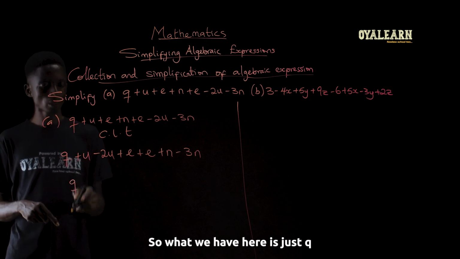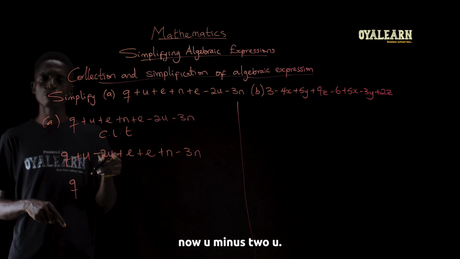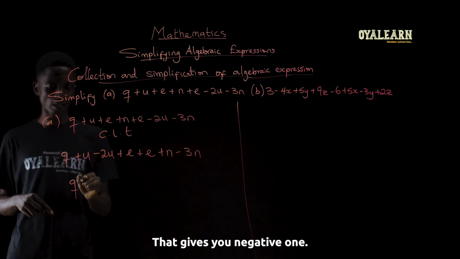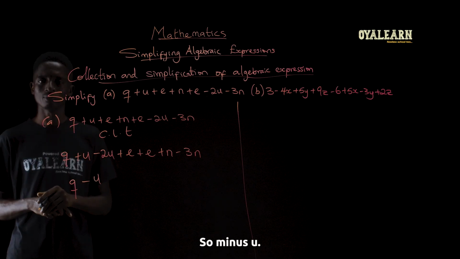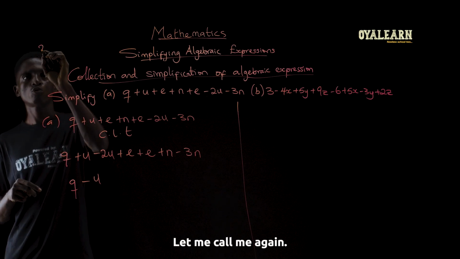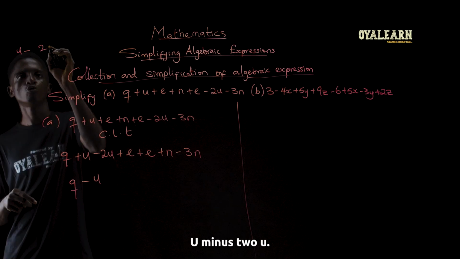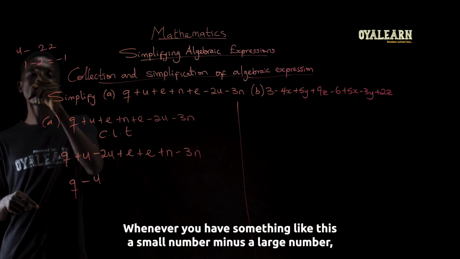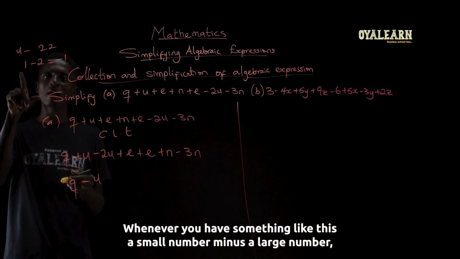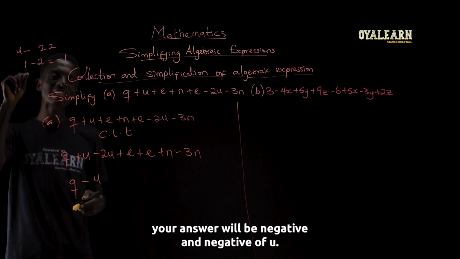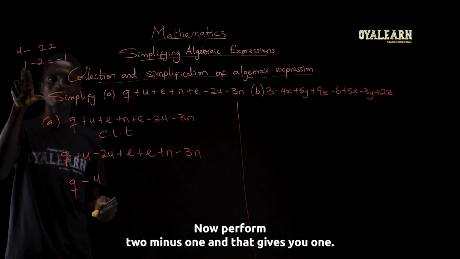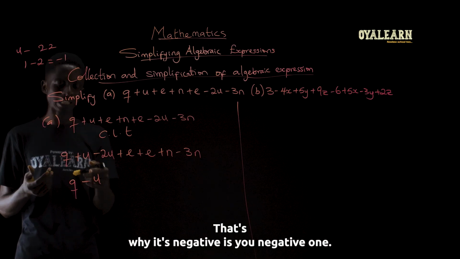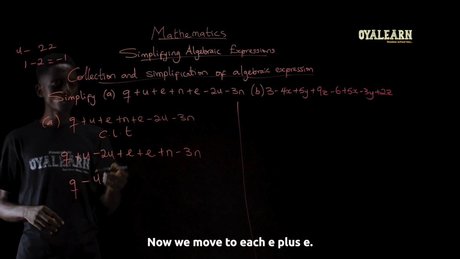So what do we have here? It's just Q. Now, U minus 2U. That's like saying 1 minus 2. That gives you negative 1. So minus U. Let me come again. U minus 2U. This is 1 minus 2. And that gives you negative 1. Whenever you have something like this, a small number minus a large number, your answer will be negative. And negative of, you now perform 2 minus 1, and that gives you 1. So negative 1. That's why it's negative U. Negative 1U.